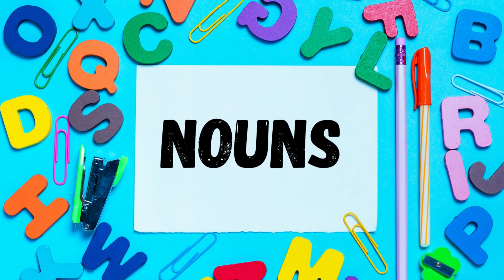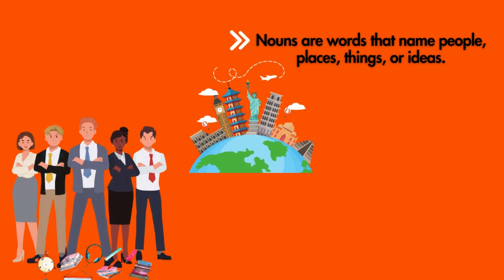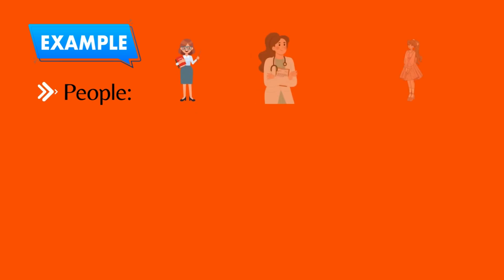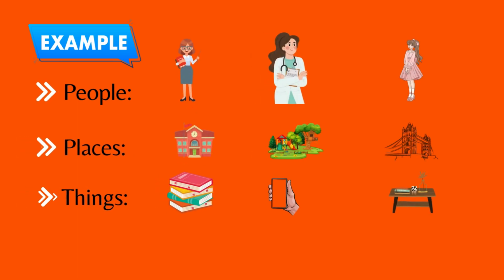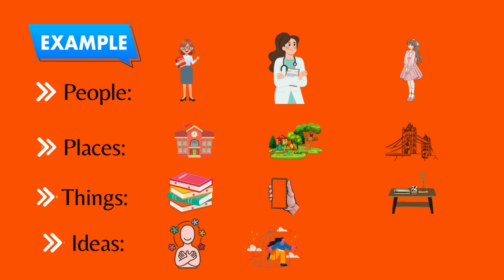Nouns. Definition: nouns are words that name people, places, things, or ideas. Examples. People: teacher, Dr. Maria. Places: school, park, London. Things: book, phone, table. Ideas: happiness, freedom, love.